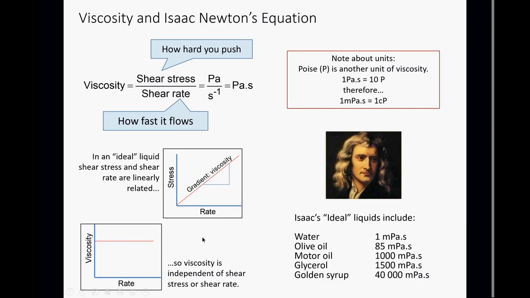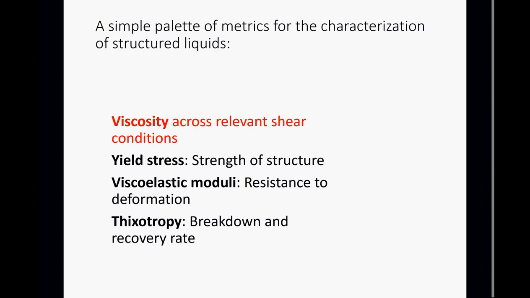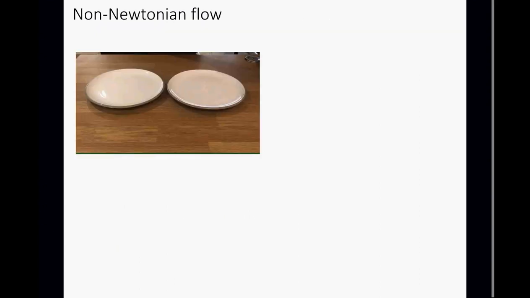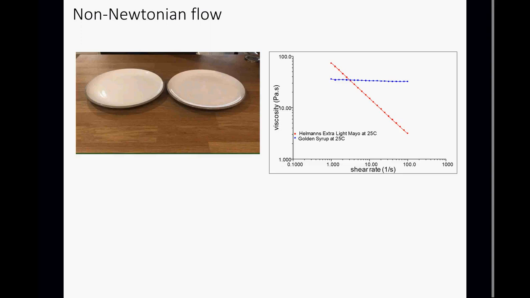But fortunately for us rheologists, most of the world is made up of non-Newtonian liquids, really. So it gets a bit more interesting than this. Okay, so we defined our properties of solid and liquid, so the rigidity or the modulus and the viscosity. So what we can then do is go back to our palette of metrics that we're going to use for characterizing structured liquids and make a start on this. So we'll start off with viscosity. We look at viscosity across a range of relevant shear conditions. And this is really where we have to start to take a look at non-Newtonian flow.